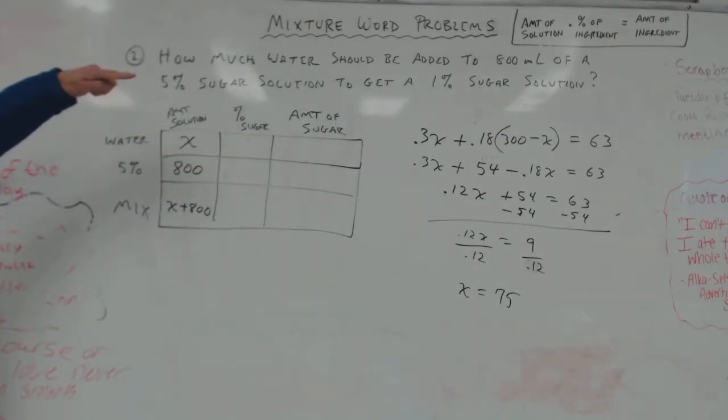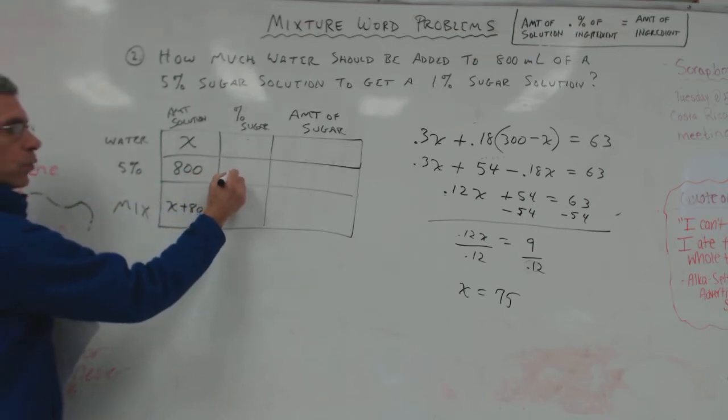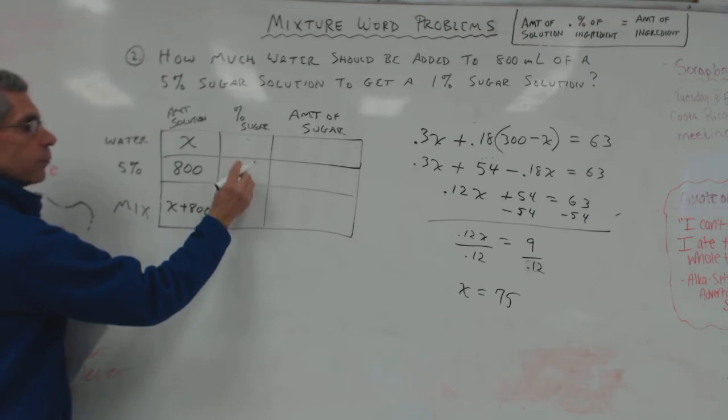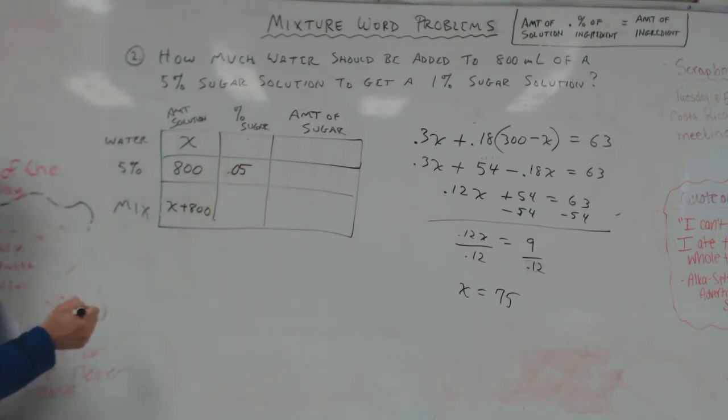It says how much water should be added to a 5% solution. I know my 5% is what? 0.05, good. 0.05, right? Now how much sugar is in water again?